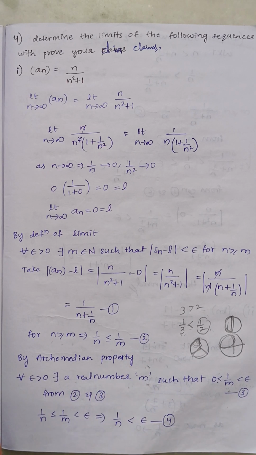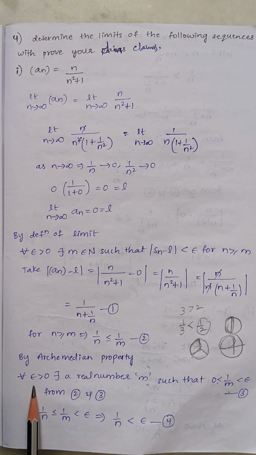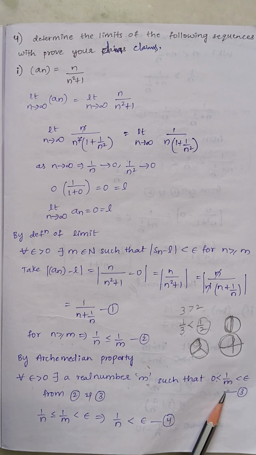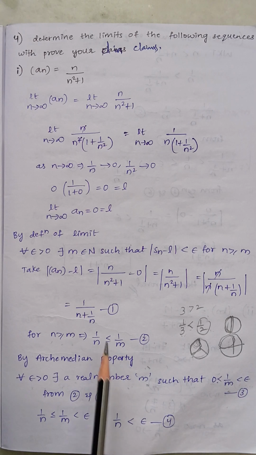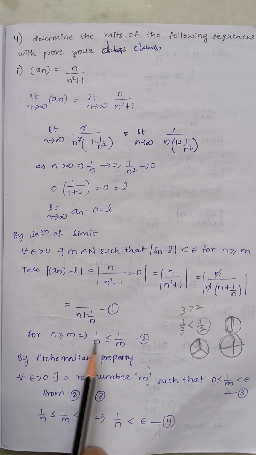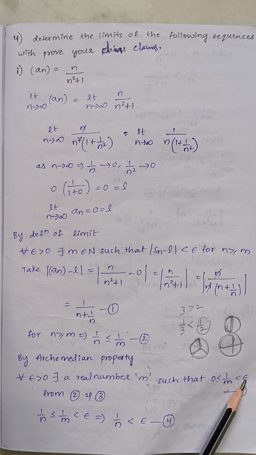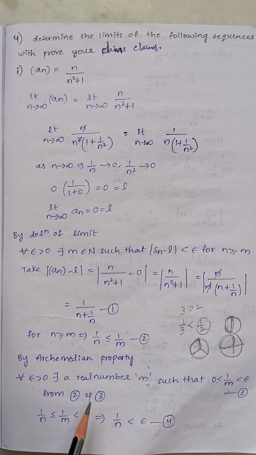So what is the Archimedean property? For all epsilon greater than 0, there exists a real number m such that 0 is less than 1 by m, which is less than epsilon. So from these two, what can we say? 1 by n is less than or equal to 1 by m, but this 1 by m is less than epsilon. Clubbing these two, 1 by n is less than or equal to 1 by m, and 1 by m is less than epsilon. So from this we can say 1 by n is less than epsilon. Take this as equation 4.